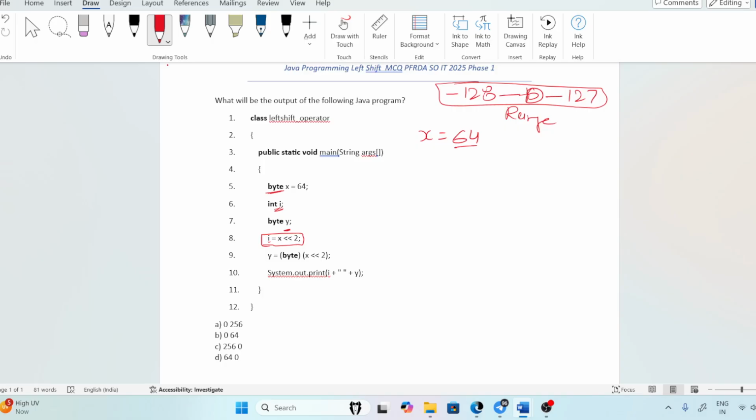How can we write 64? 1 0 0 0 0 0 0, with place values 2, 4, 8, 16, 32. So I have written the value of 64. Now I have to do the two left shift operation. It means all these values will shift towards the left. Two zeros extra will be added over here.